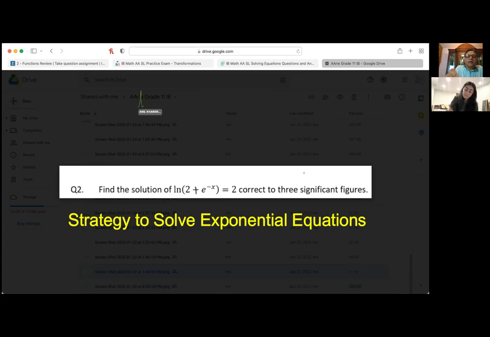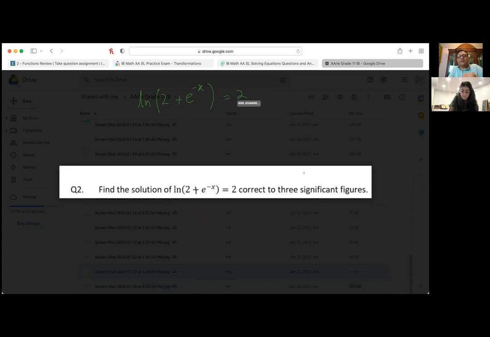Great. Yes. So can you please read the question? So the question is, find the solution of ln(2 + e^(-x)) = 2, correct to 3 significant figures. Right. So let's begin by writing the equation. We have ln(2 + e^(-x)) equals 2. So, Aaria, what do you think should be the first step?